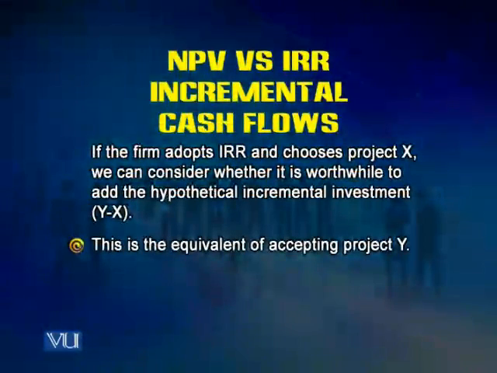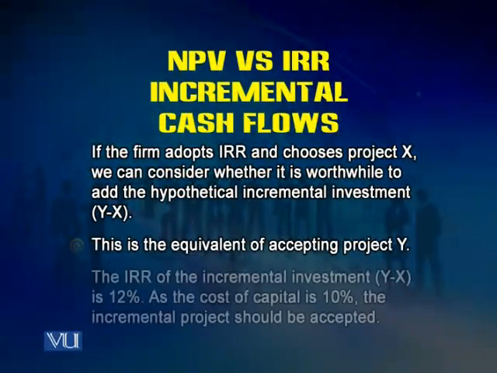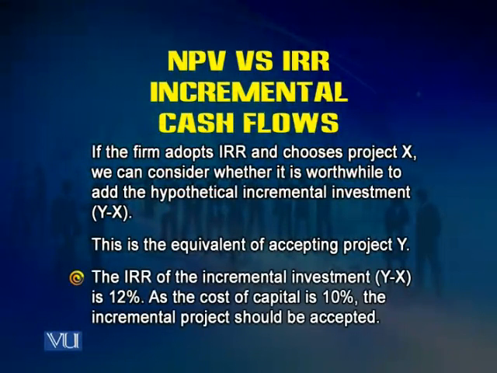This is the equivalent of accepting project Y. The IRR of the incremental investment Y minus X is 12%. As the cost of capital is 10%, the incremental project should be accepted. So when we then evaluate this incremental project, hypothetical and not real, but just an assumed project of the difference in cash flows, we find that the IRR of this is 12%. Now, since the cost of capital is 10%, our decision here would be to accept this incremental.